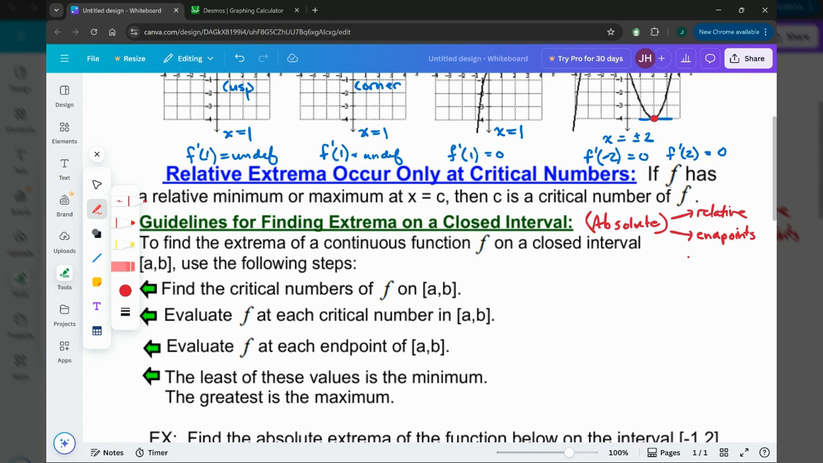So we're going to look at the critical numbers of my function. We're going to find those. Okay? We are going to evaluate the function at those critical numbers, and we're going to evaluate the function at those endpoints. The least value is going to be your absolute minimum. The greatest value we find is going to be your absolute maximum. And I want to show you how this is done.